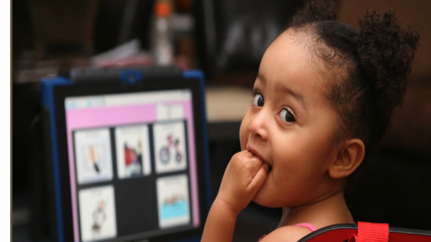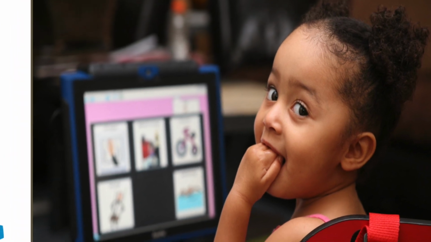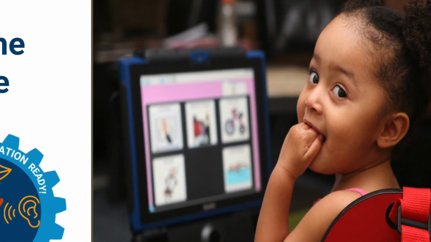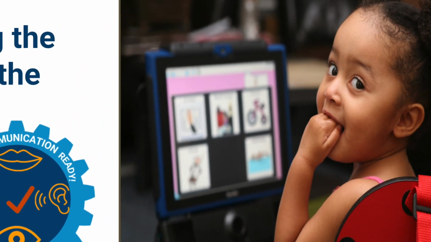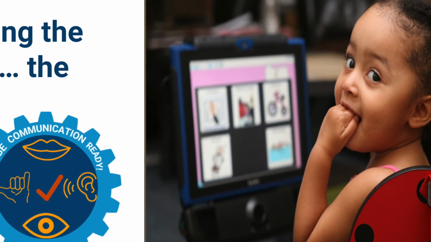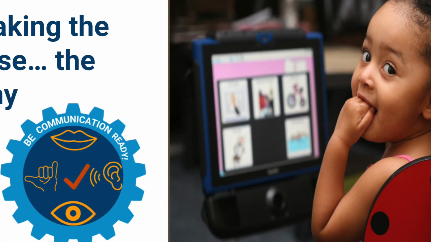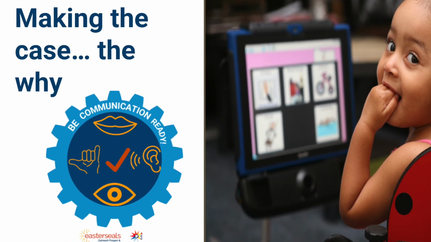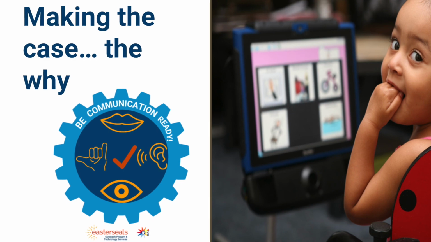So back to this kiddo. Our students are our why. We don't want this beautiful child to have to wait 84 years in order to say, Mama, I love you. We want her to be able to say that in what mode she can, as soon as she can. So plan, prepare, and be ready for communication.